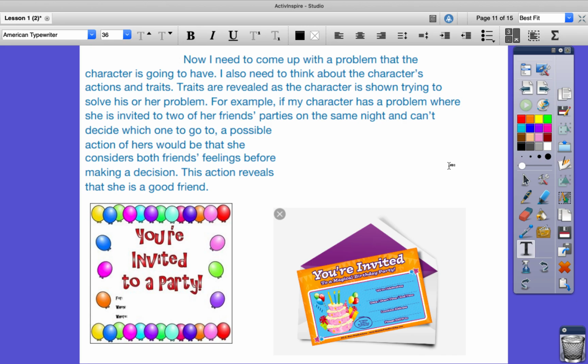Now I need to come up with a problem that the character is going to have. I also need to think about the character's actions and traits. Traits are revealed as the character is shown trying to solve his or her problem. For example, if my character has a problem where she's invited to 2 of her friends' parties on the same night and can't decide which one to go to, a possible action of hers would be that she considers both friends' feelings before making a decision. This action reveals that she is a good friend.